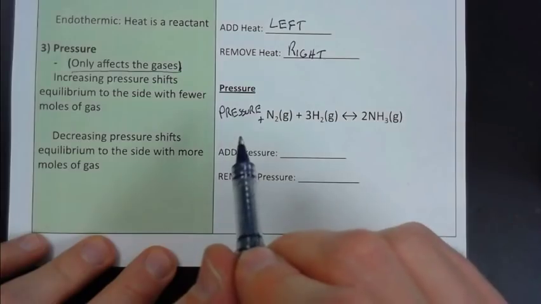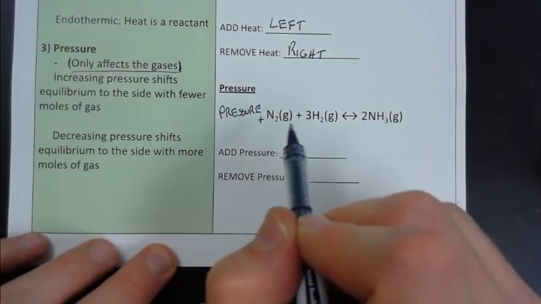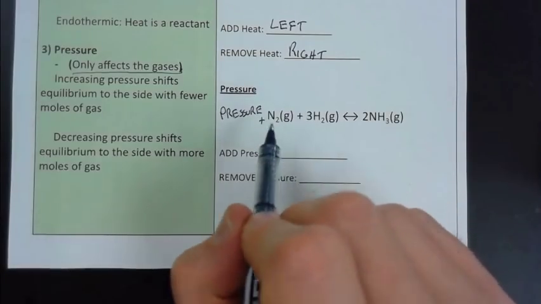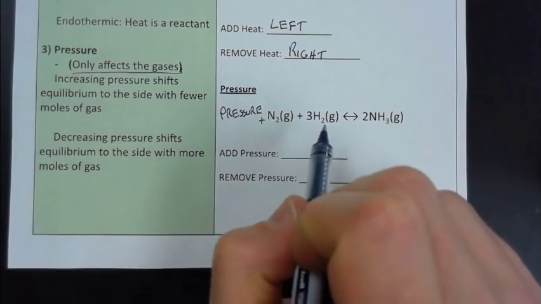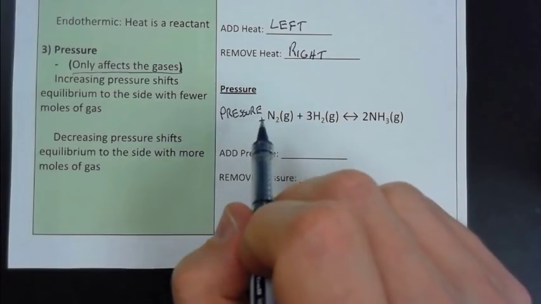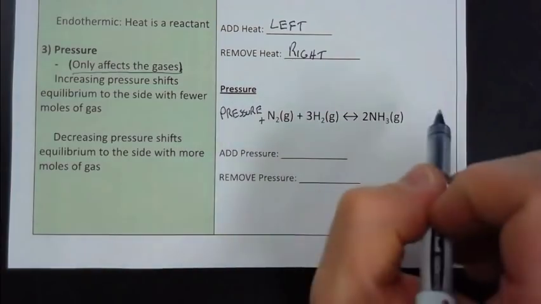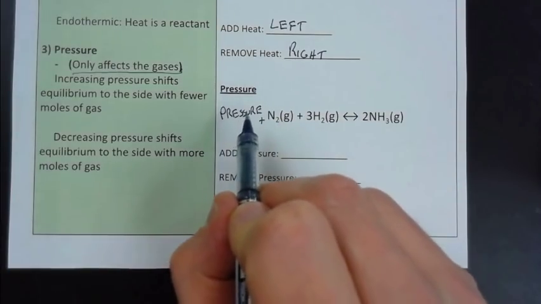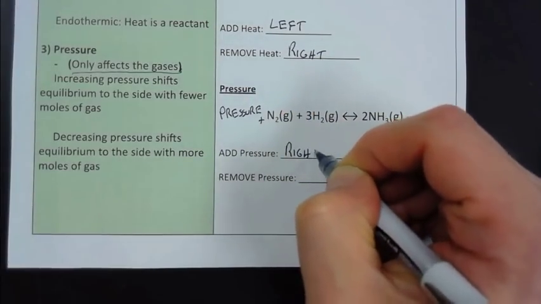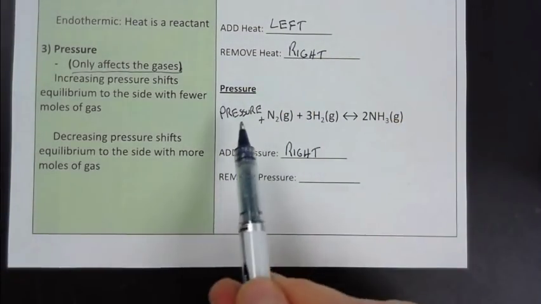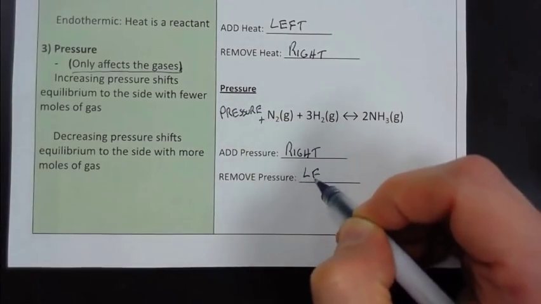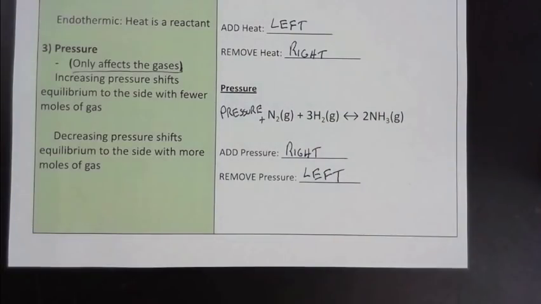Okay? Because adding pressure pushes these gas particles closer and closer together, we're benefiting the likelihood of that nitrogen and those 3 hydrogens colliding. And so if they have a greater chance of colliding together, then that shifts the equilibrium to the right. So adding something on the reactant side always shifts the equilibrium to the right. And then if I remove pressure, just like taking away something on the reactant side, we're going to shift the equilibrium to the left. Right?